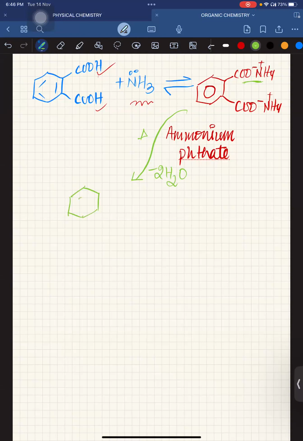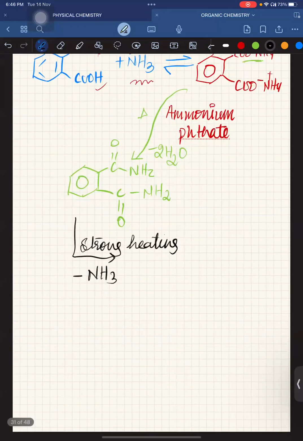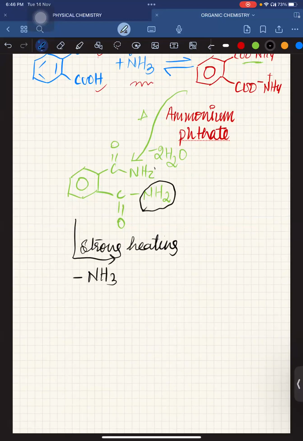So if you remove 2 molecules of water, it becomes amide here as well as here. Now after this, again, if you heat it strongly, very strong heating, you know what will happen? NH3 will be eliminated. So let's say NH2 from here and H from here. So what you will get at the end will be this.